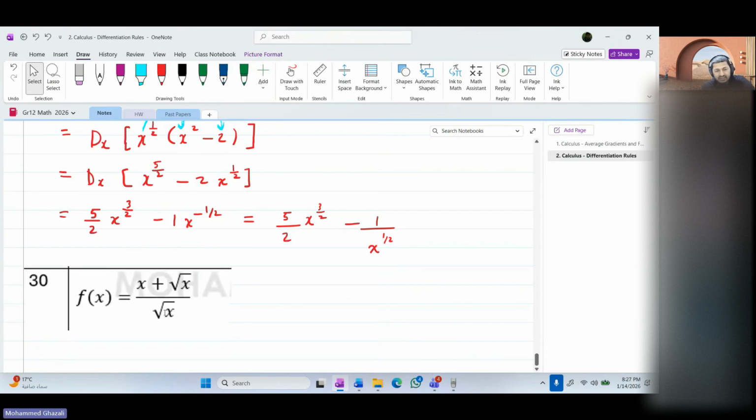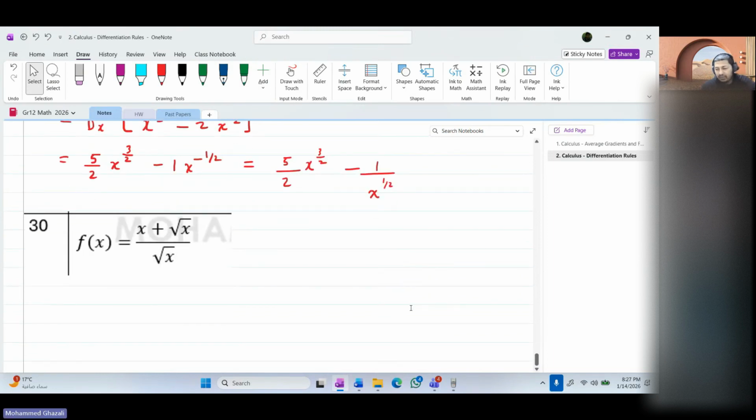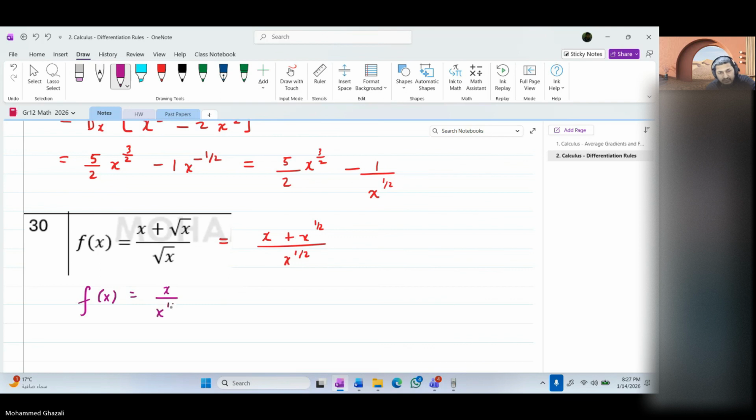Okay, so even this one is split up, but first we need to write it in this form here. So this is x plus x to the power half over x to the power half. Now you can split up and solve. You say f of x is now equal to x over x to the power half plus x to the power half over x to the power half.